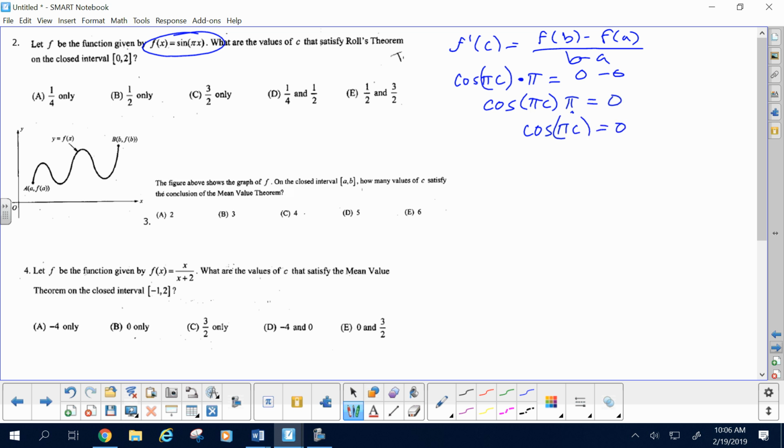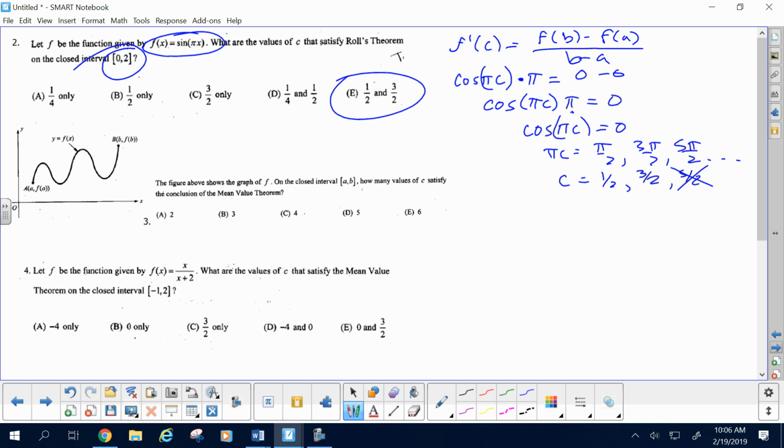Now let's talk, where's cosine 0? Cosine is 0 if the angle is pi over 2, or 3 pi over 2, or 5 pi over 2. Who's to say? I'll use the restriction here in a second, but that would mean c would have to be 1/2, 3/2, 5/2, yes, but 5/2 is 2.5. It's outside the region. So the answer is E. Okay? Do you agree? All right.